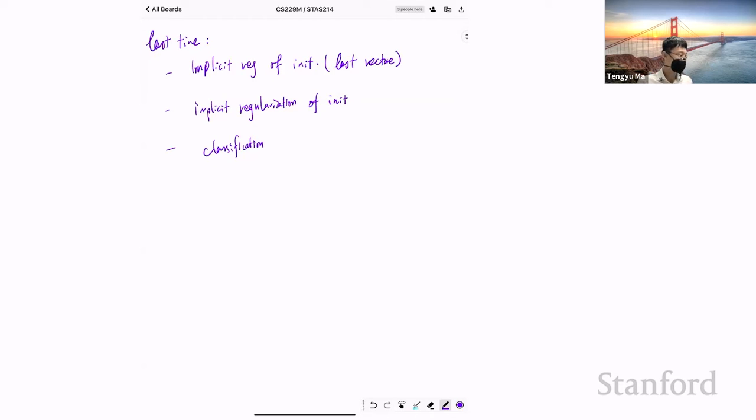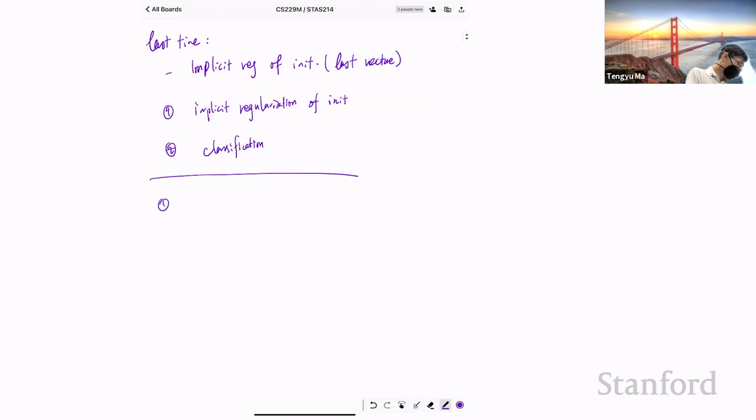I guess with this lecture, we're going to conclude the discussion about the implicit regularization of initialization. And then next lecture, we're going to talk about the stochasticity, and that will be the last lecture about the implicit regularization. So today we're going to have number one, number two.